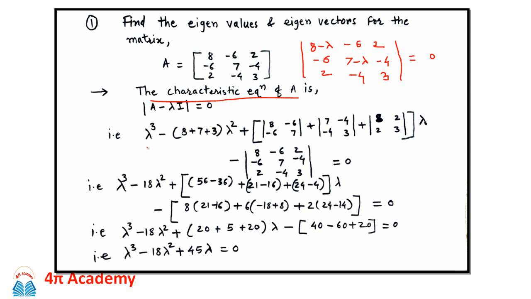So now, as per the formula, for this given matrix, the characteristic equation of A will be equal to lambda cube minus the sum of the elements on the principal diagonal, that is 8 plus 7 plus 3. So that will be 8 plus 7 plus 3 times lambda square. The sign over here is minus, then the next sign is plus, then it will be the determinant of [8, -6; -6, 7]. So 8 minus 6 minus 6 7.